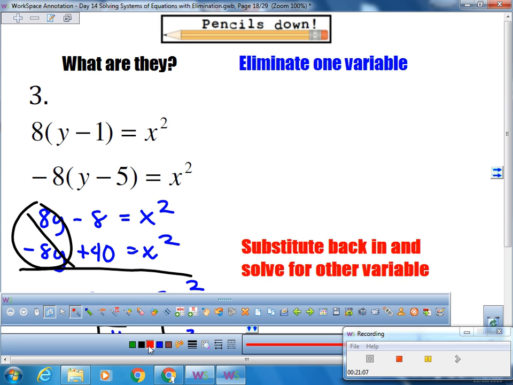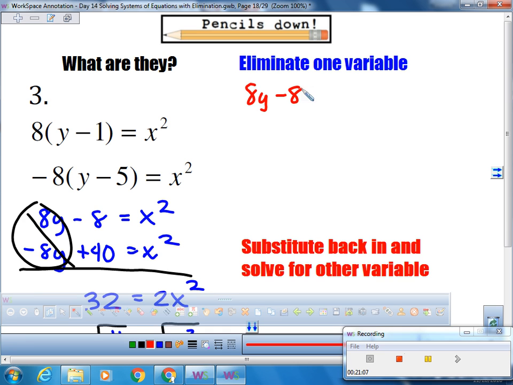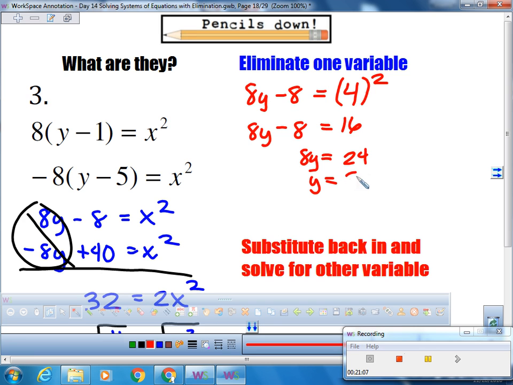So when x equals positive 4, I would have 8y minus 8 equals 4 squared. 8y minus 8 equals 16. Add 8 to both sides, and I get 24 equals 8y. Divide both sides by 8, and I get y equals 3. That's for 1. Now, if I put negative 4 in here, I'm still going to get a 16, so I know I don't have any more solutions.